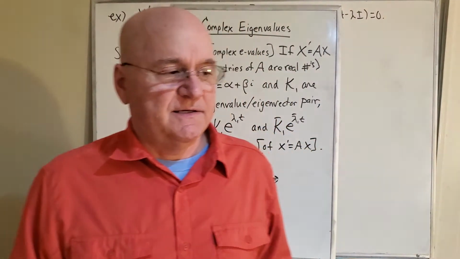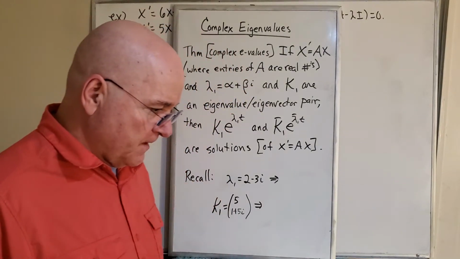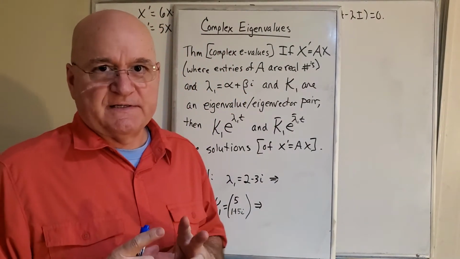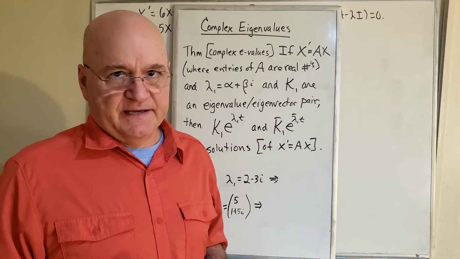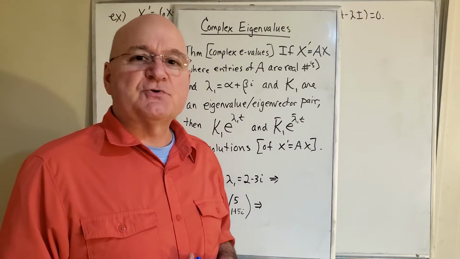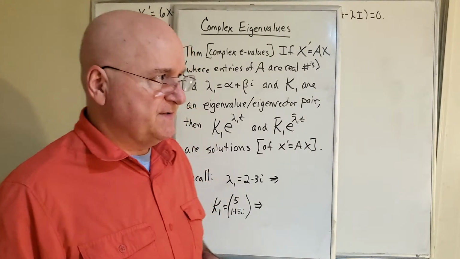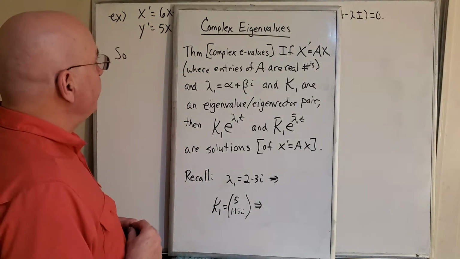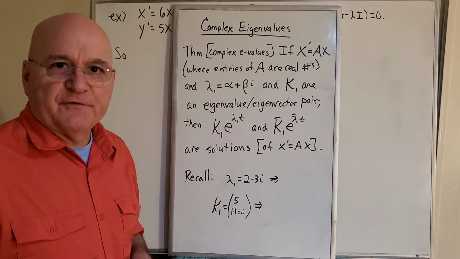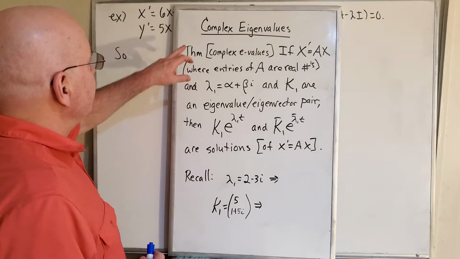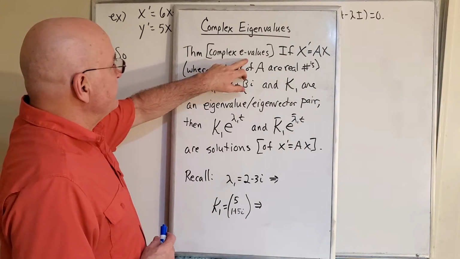Well, our last example is going to be where the coefficient matrix has complex eigenvalues. This one's a little bit trickier, so we're just going to do it with a 2x2, and I think that'll be the way your homework is as well. But let's look at the theorem first. The theorem says complex eigenvalues.